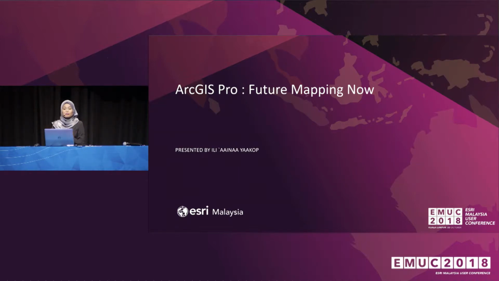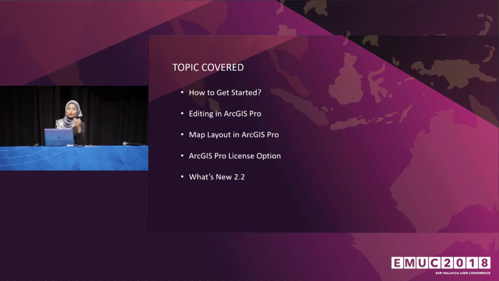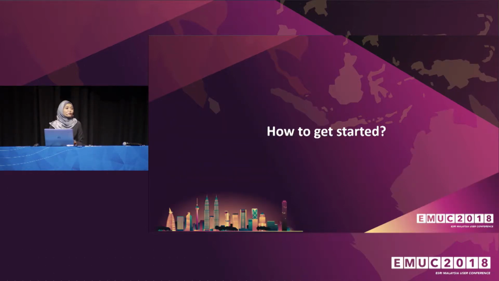Okay, and knowing that some of you might be a little bit afraid to switch from ArcMap to ArcGIS Pro, in this session I will focus on how easy it is to switch from ArcMap to ArcGIS Pro and leveraging all the knowledge and experience that you have gained in ArcGIS Desktop. To do this, I will separate this session into 4 categories: how to get started with this product, editing and map layout in ArcGIS Pro, the license options that we have in Pro, and lastly what's new in the 2.2 version. So how to get started with this product?